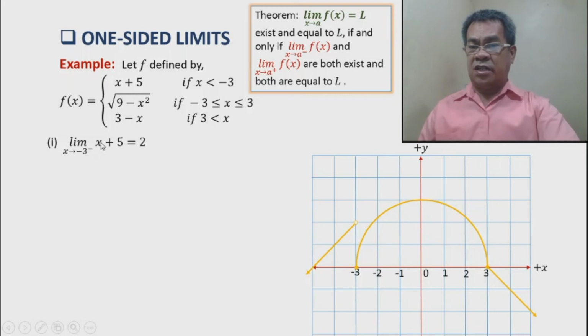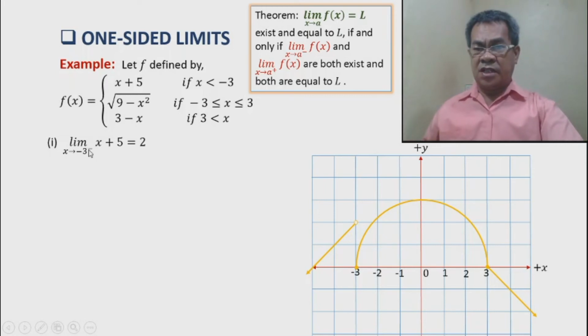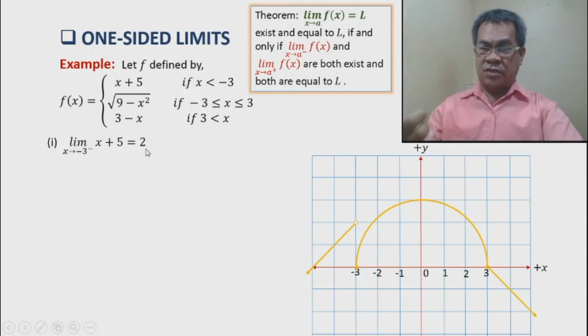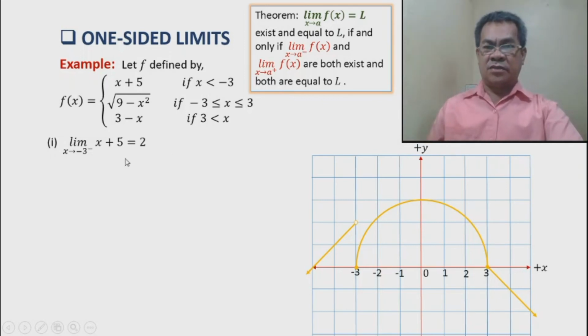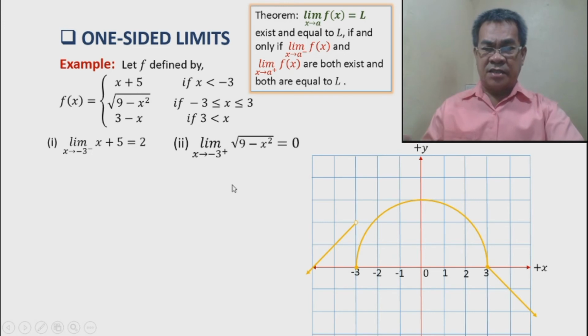Because this is substituted here. Use the same theorem. Okay? Ignore this negative, because this negative means exponent, which means left hand. So, we do it already. Negative 3 plus 5 is 2. That's it. So, the left hand limit exists, at 2. Now, next is to evaluate the right hand. The right hand is this one. The right hand of negative 3 is using this function. So, does it exist at negative 3? The answer is yes. It's 0. So, the left hand and the right hand both exist.